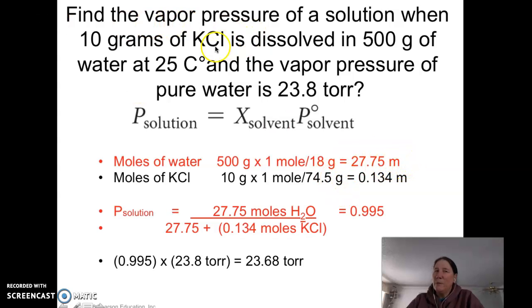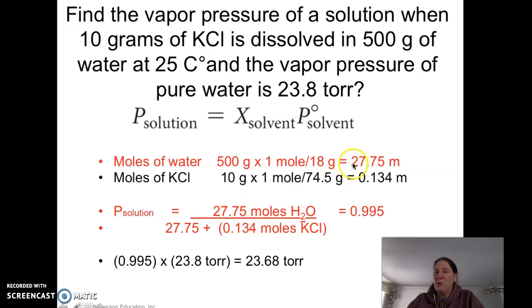So anyway, that's how many moles of water we have. Now we've got to find the moles of our potassium chloride. It says we have 10 grams, so 10 grams, and again, we're going to divide by its formula mass, 74.5. That's what one potassium and one chlorine weigh when you add them together. So we find our moles here. We've got our moles of water, and we've got our moles of our solute, which is potassium chloride.